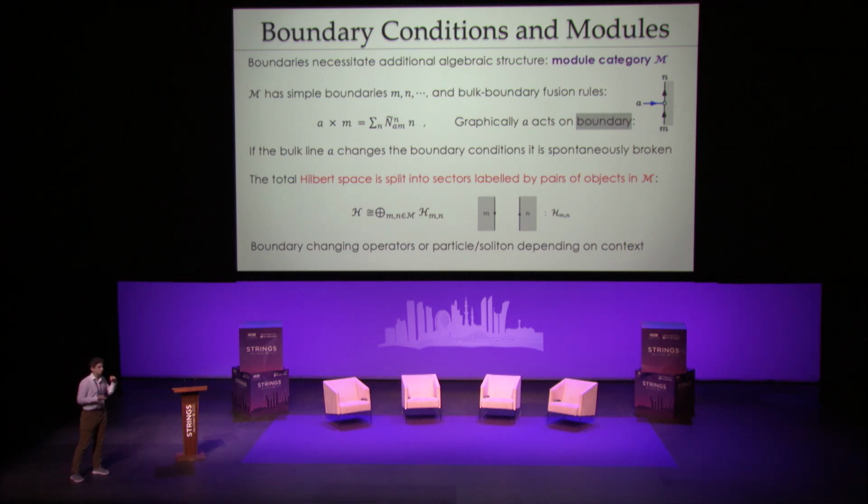And physically, you could think that if the bulk line changes the boundary condition, it is spontaneously broken. Right? And if it does not, then it is not spontaneously broken. And the role of this M is it tells us about the superselection sectors. So we have states on an interval, so we've got a pair of boundary conditions, which means we've got a pair of elements in this module. So the superselection sectors are labeled by pairs of elements in M. They look like this. And when we quantize, we get either boundary changing operators if we're talking about a finite interval, or we get particles or solitons if we're talking about an infinite length interval. So those are the two different contexts for this algebra.